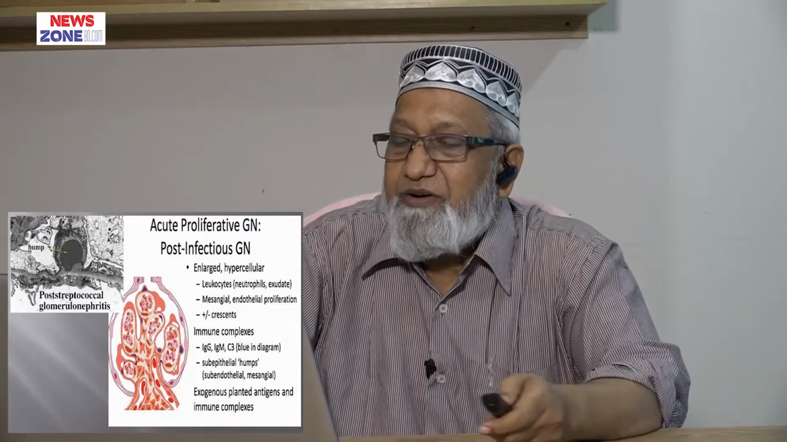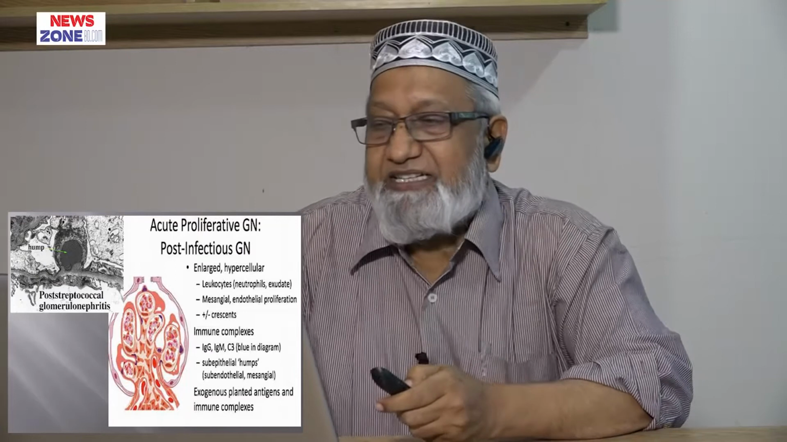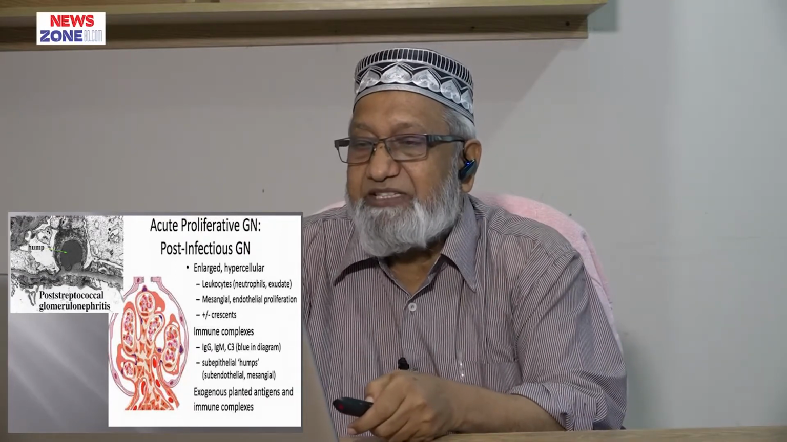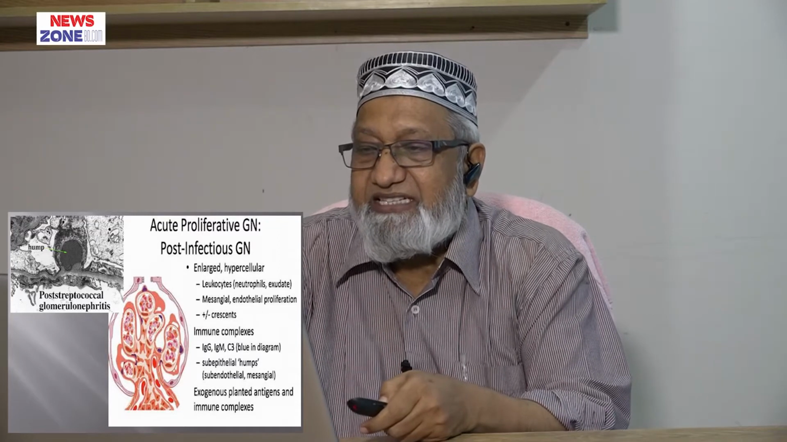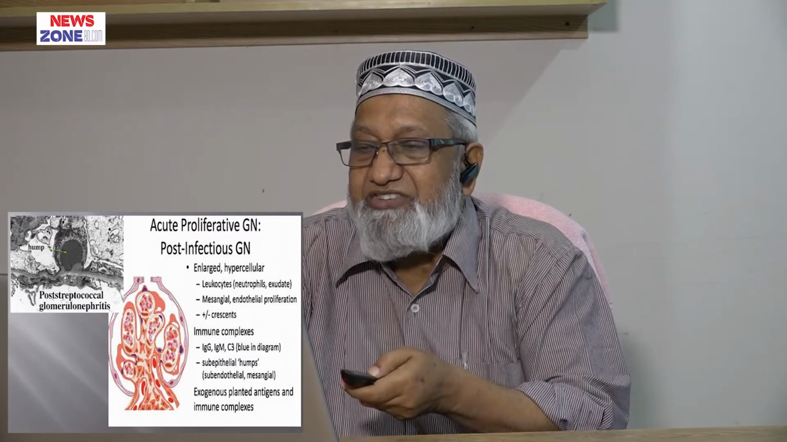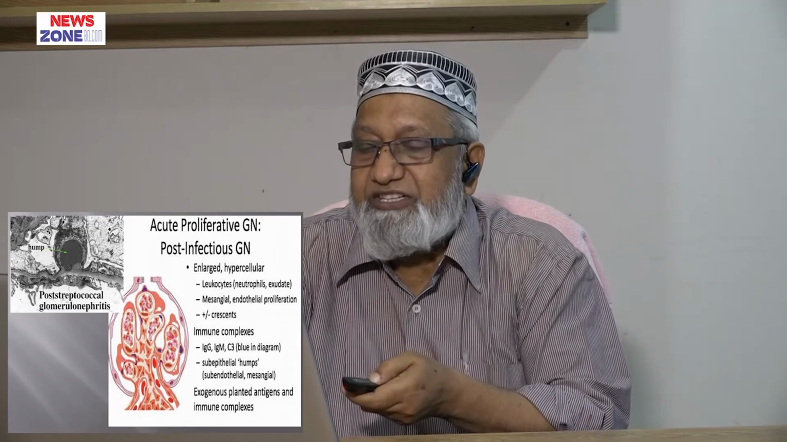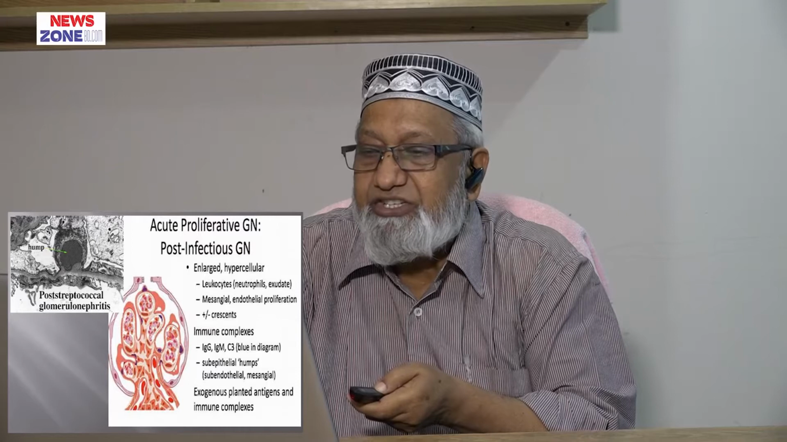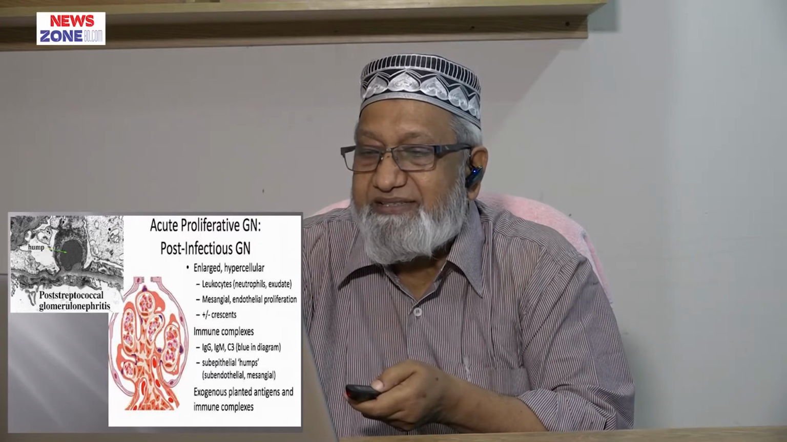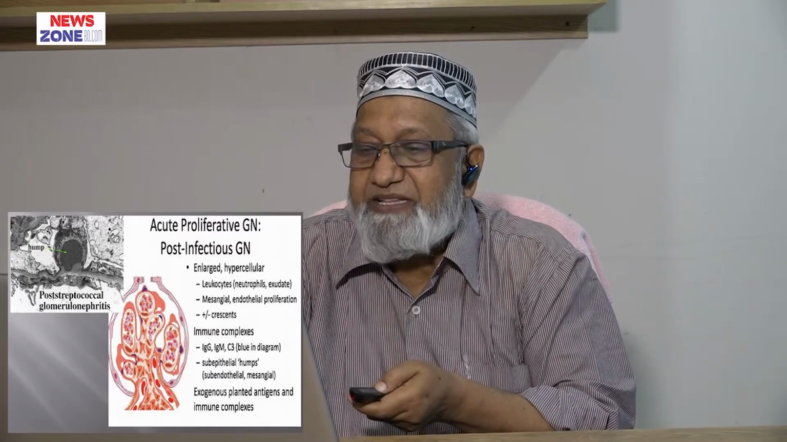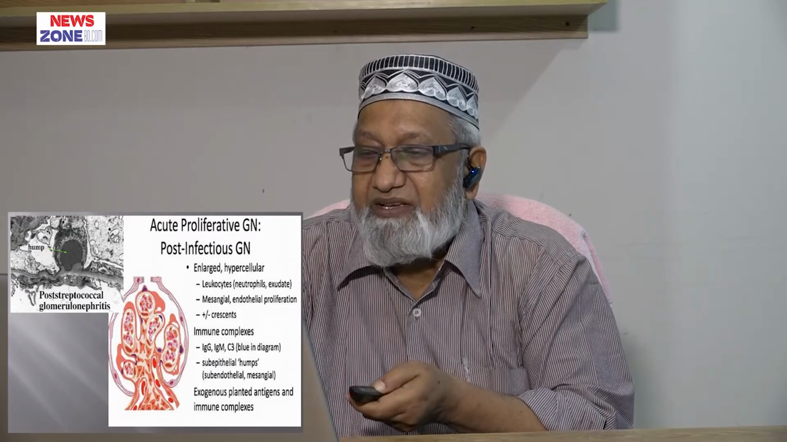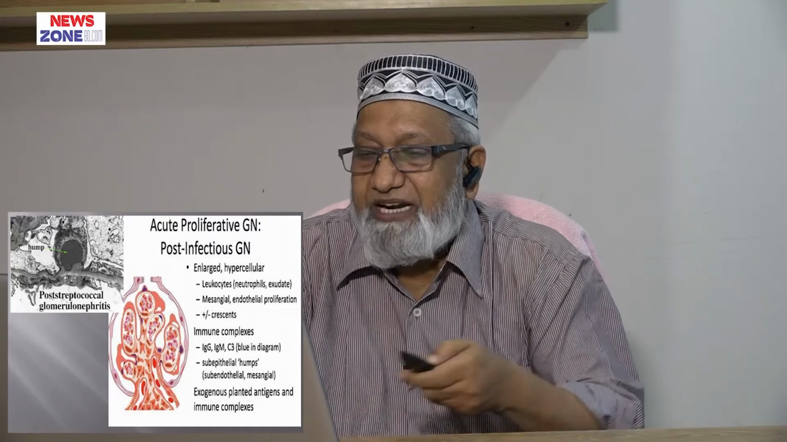Acute proliferative glomerulonephritis, post-infectious: the glomeruli are hypercellular, with leukocyte infiltration, mesangial and endothelial proliferation, sometimes forming crescents, and there is deposition of immune complex in the subepithelial area, sometimes a subepithelial hump, and it may also be a subendothelial complex.